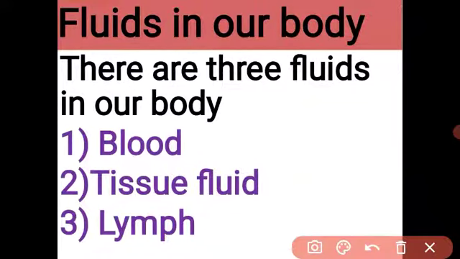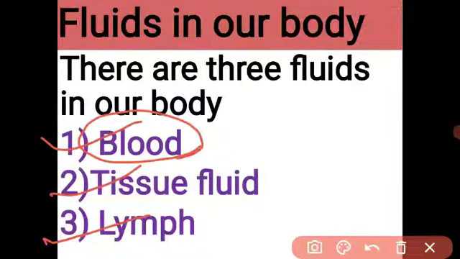Lymph means a liquid which comes out from the blood capillaries, and this liquid is contained in the lymph vessels and lymphatic organs. Understood, student? What did I teach you in this video? I taught you what the circulatory system is, the definition of the circulatory system, and what fluids are present in our body: blood, tissue fluid and lymph.